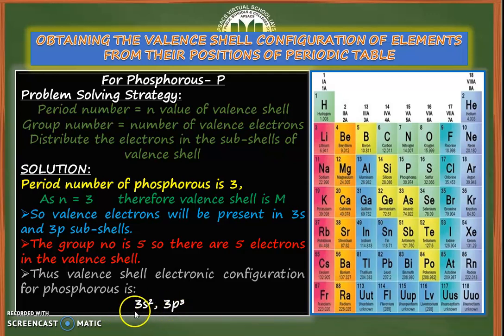In this configuration, the 3 represents the period number and we have the group number of phosphorus, that is 5. So, 3 plus 2 is equal to 5. The number of valence electrons is 5, which is the group number. In 3s2, as we know that the s subshell accommodates a maximum of 2 electrons, so we have put 2 electrons in 3s, while 3 electrons in 3p.